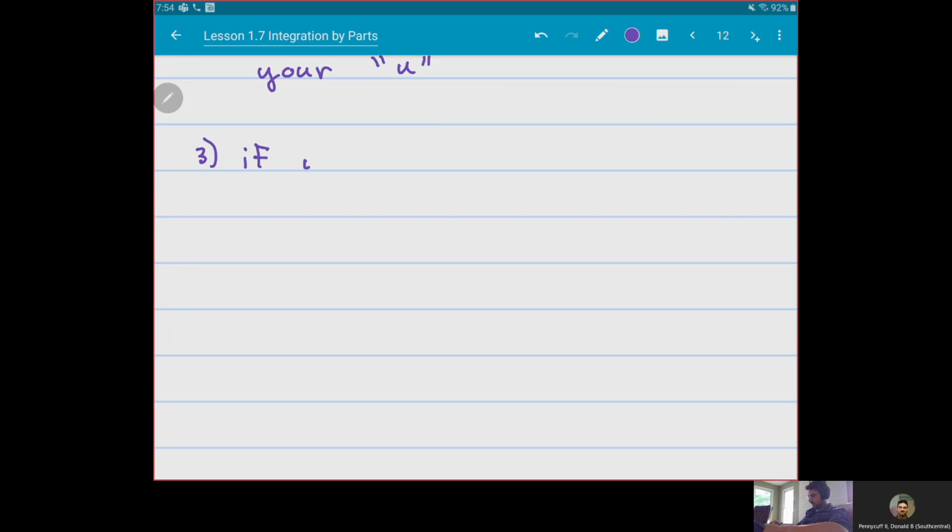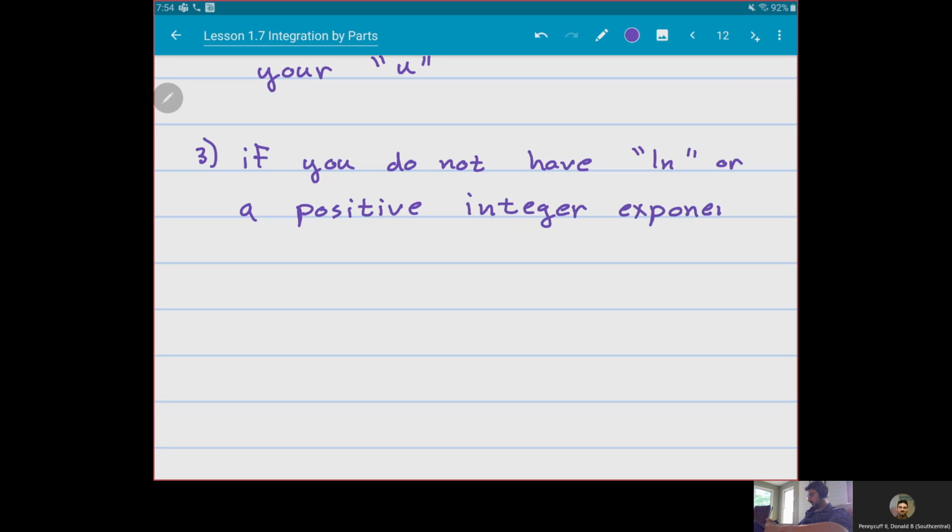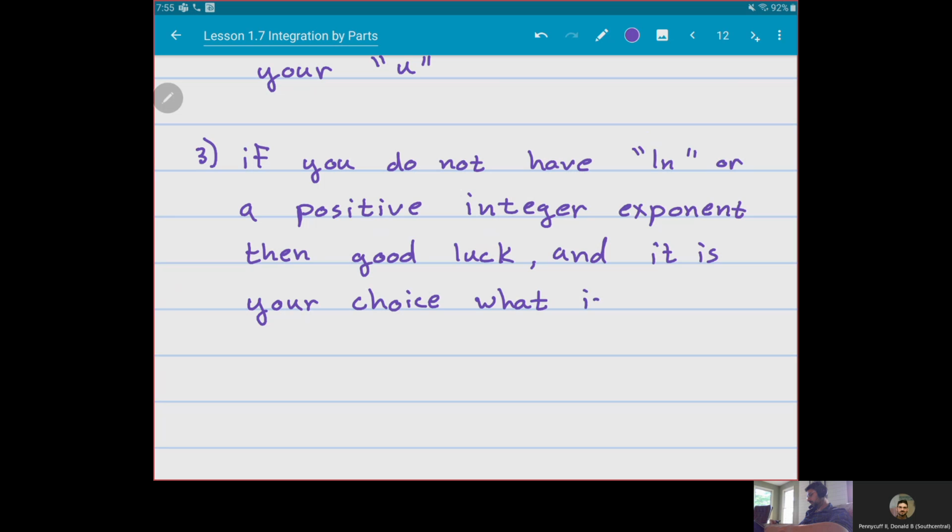If you do not have ln or a positive integer exponent, then good luck. And it's your choice. What is u?